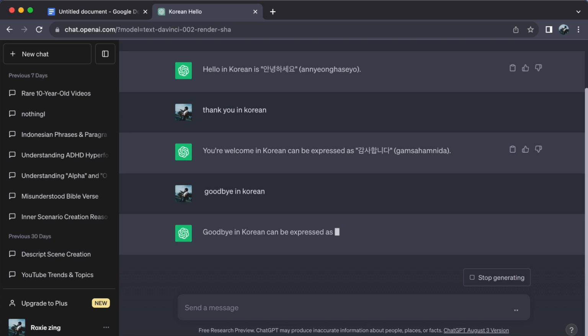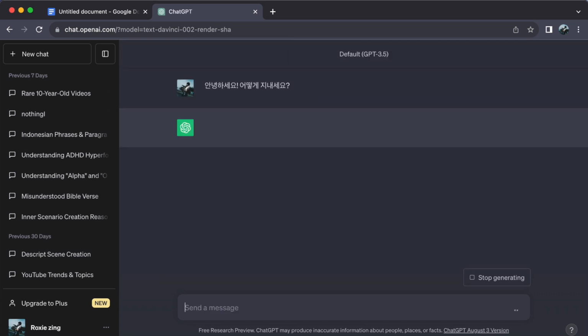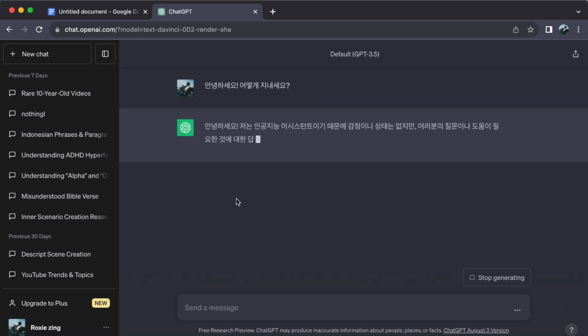Next, use ChatGPT as your conversation partner. Practice having simple dialogues by typing in everyday situations or questions you'd use in real life.